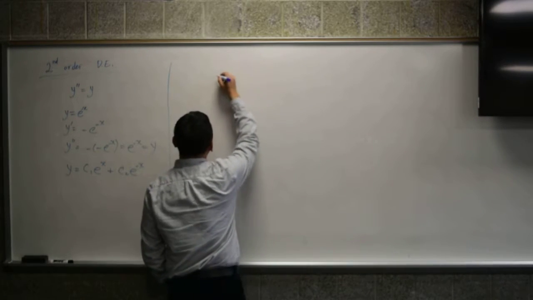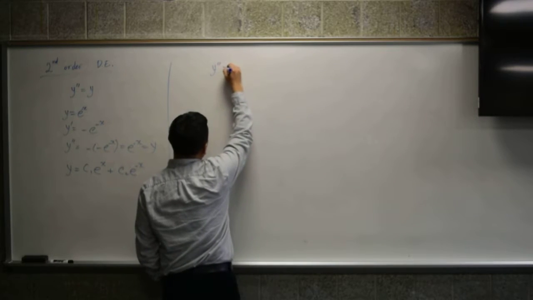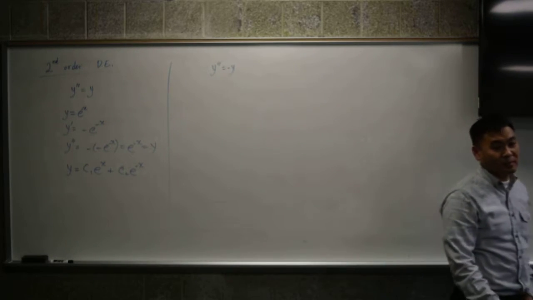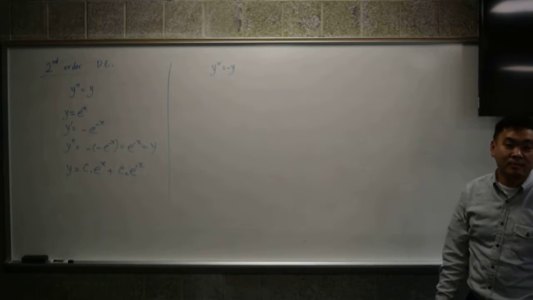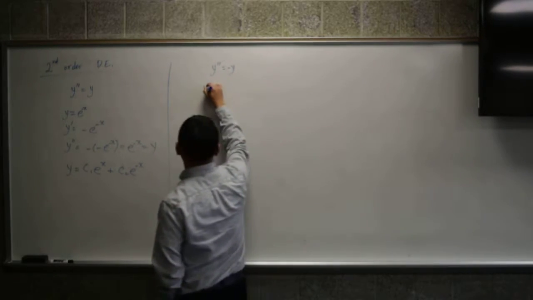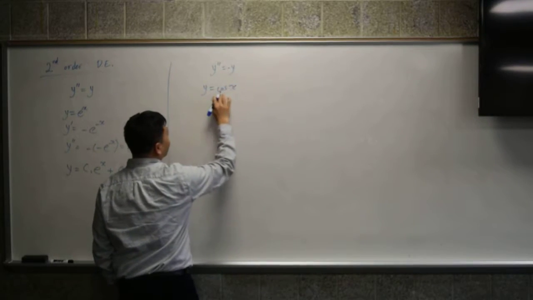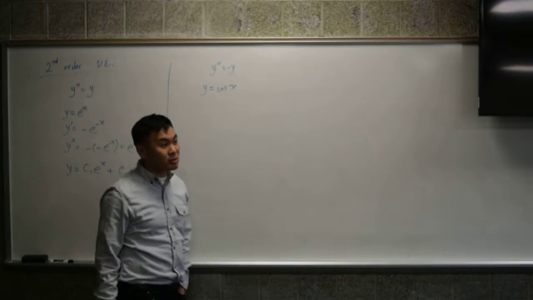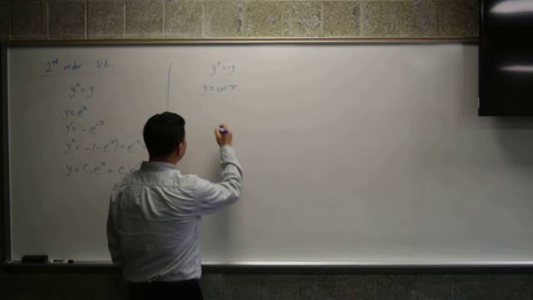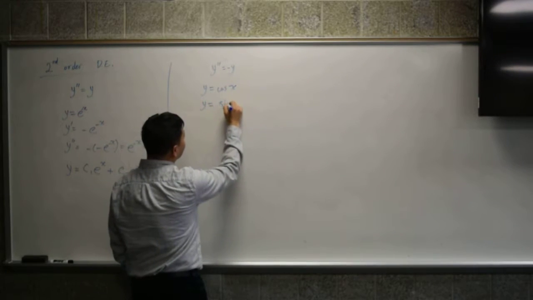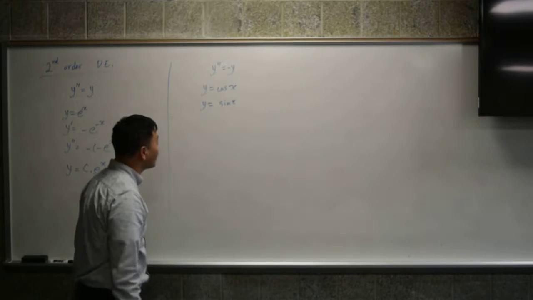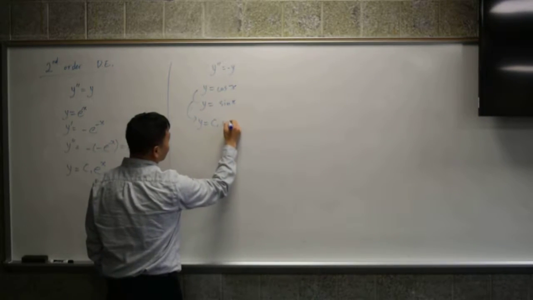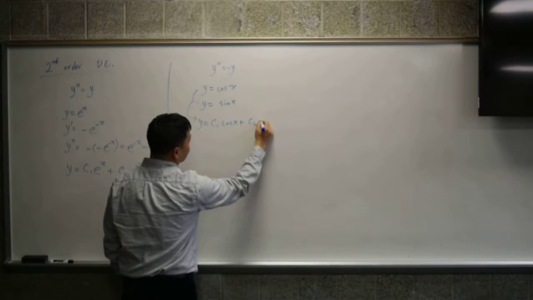Let's try another one. What if you had y double prime equals negative y? Cosine? Yeah, that's a solution. Differentiating twice gives you negative cosine. Do you know another one? Sine. Sine is the other one. So in general, you know that this is y equals c1 cosine x plus c2 sin x.